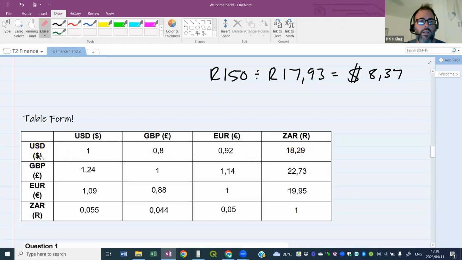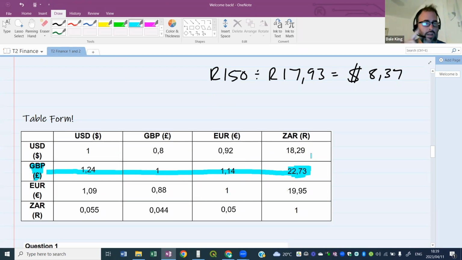I'll do a different one. I'm going to say how many South African rand for one British pound. So I go on the left here to the British pound, and then I go across and I find the South African rands. There they are. So it's 22 Rand 73 for one British pound. Remember, exchange rates are always compared to one unit of the currency.